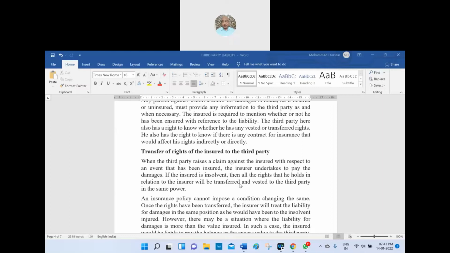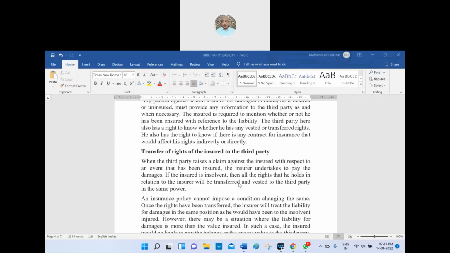Once the rights have been transferred, the insurer will treat the liability for the damage in the same position as it would have been towards the insolvent insured. See, whether the insured is insolvent or injured, in whatever the case may be, if there is insurance at the time, then definitely the insurance company will pay all the debts and clearances to the third party. However, there may be situations where the liability of the damage is more than the value insured.